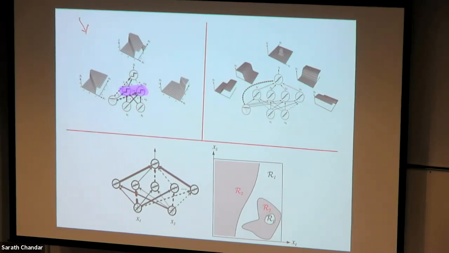Now these 2 units are simple step functions. You see the first step function is this, and the second step function is this. They can only do a linear decision boundary. However, the beauty of this network connection is that when you combine these 2 linear decision boundaries, the intersection is a non-linear decision boundary.